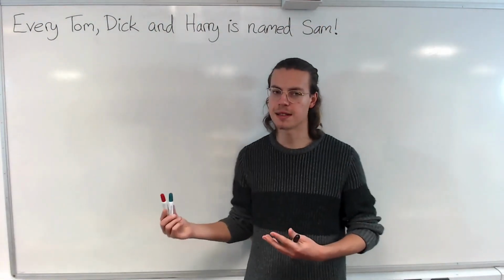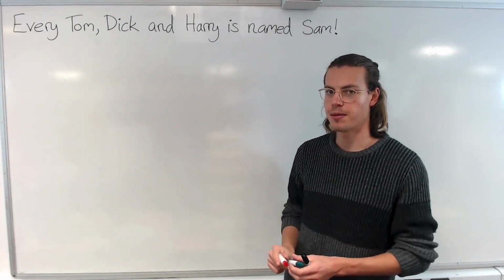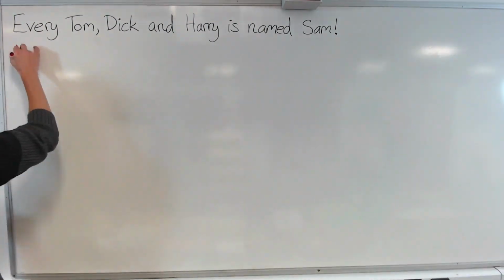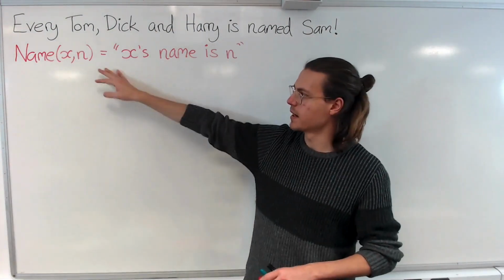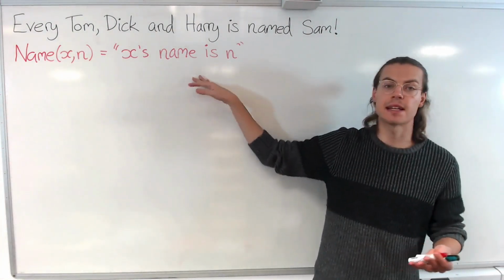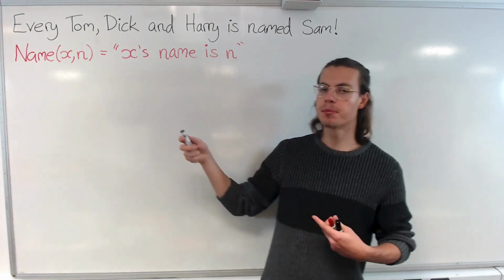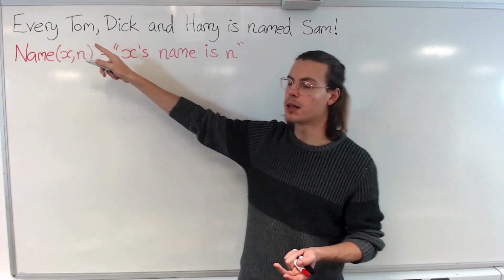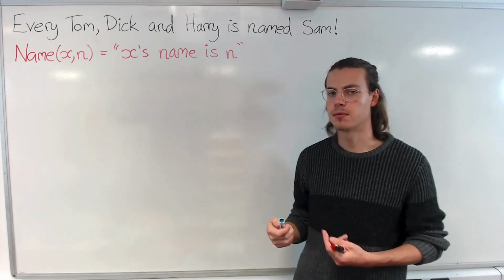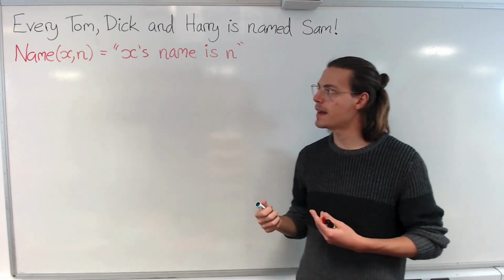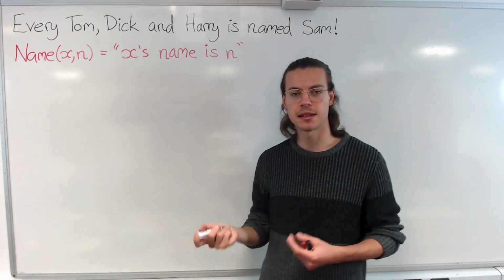We want to formulate this expression in predicate logic. To do this, we'll use one predicate, name xn says that x's name is n. Now to say that every person whose name is Tom is named Sam, we can say that for any person x, if x's name is Tom, then x's name is Sam.